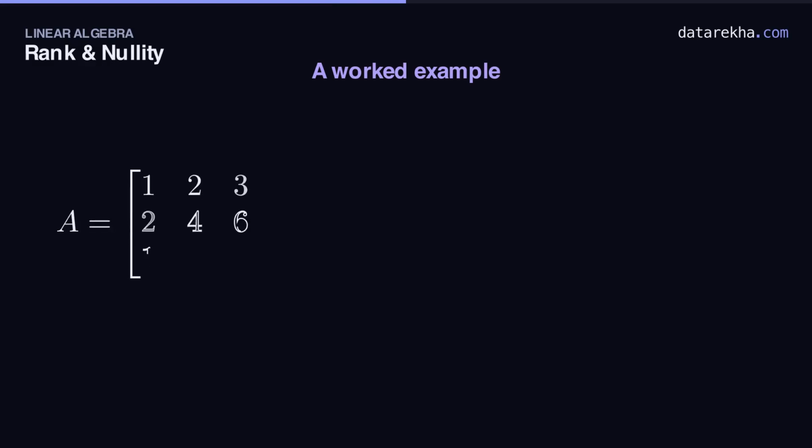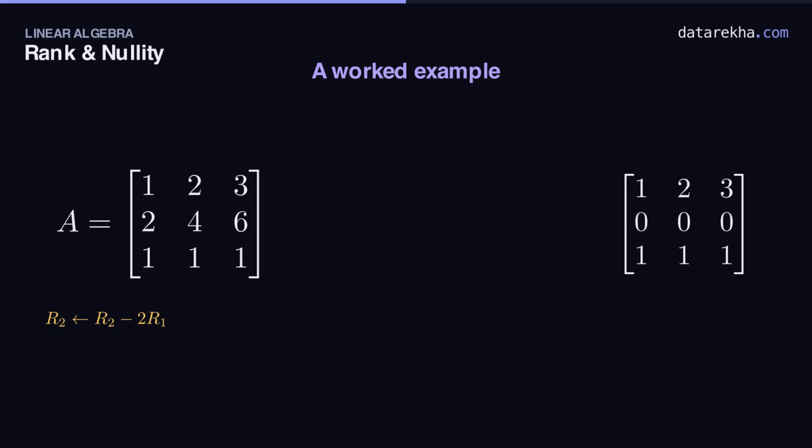Let's make all of this concrete with a full example. Here is a 3 by 3 matrix A. We'll find its rank, its nullity, its null space, and then solve an actual system with it. The whole journey. First, clear below the leading one. Row 2 is exactly twice row 1. So row 2 minus 2 row 1 wipes it out completely. A full row of zeros. That's our first clue: the rows aren't all independent.